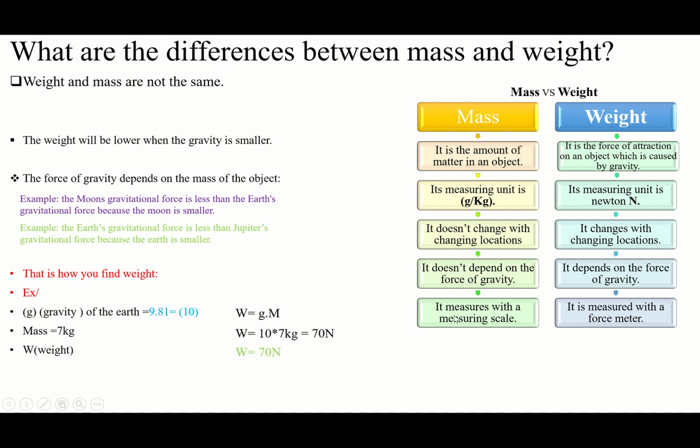So the last one, the measuring: the instrument for measuring mass is a measuring scale, and for measuring weight we are using a force meter. So these are the differences.